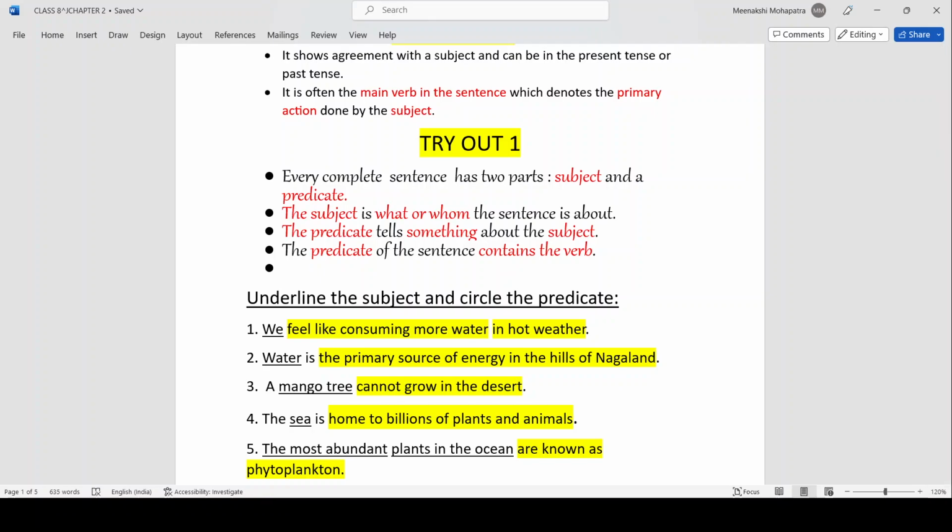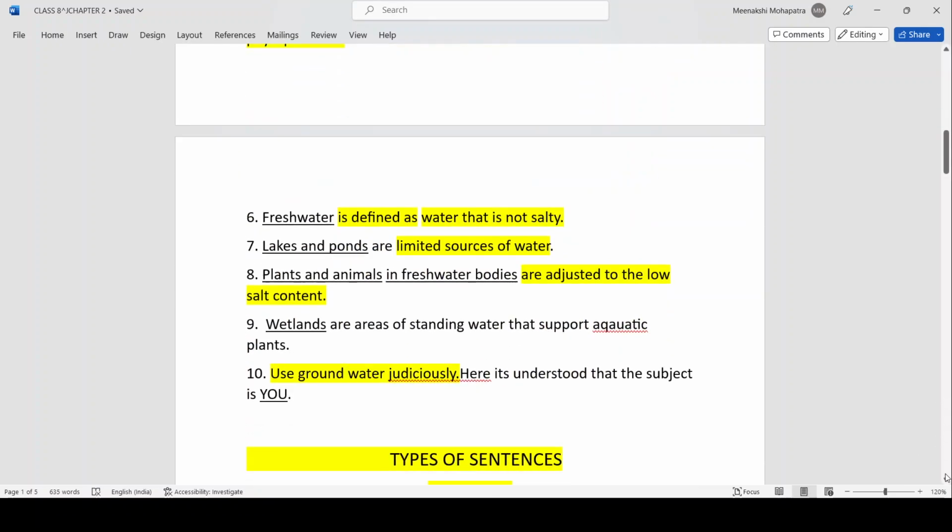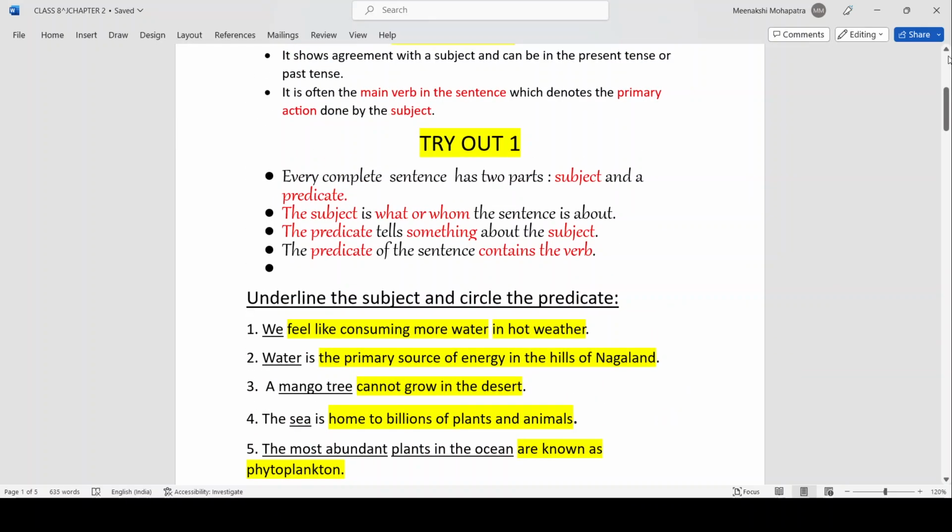Number 1. We feel like consuming more water in hot weather. Now children, what is the subject here? We. We are the subject. Now, we feel like consuming more water in hot weather is the predicate. Why? Because consuming is the verb over here. Number 2. Water is the primary source of energy in the hills of Nagaland. So the subject is water and the predicate is the primary source of energy in the hills of Nagaland.